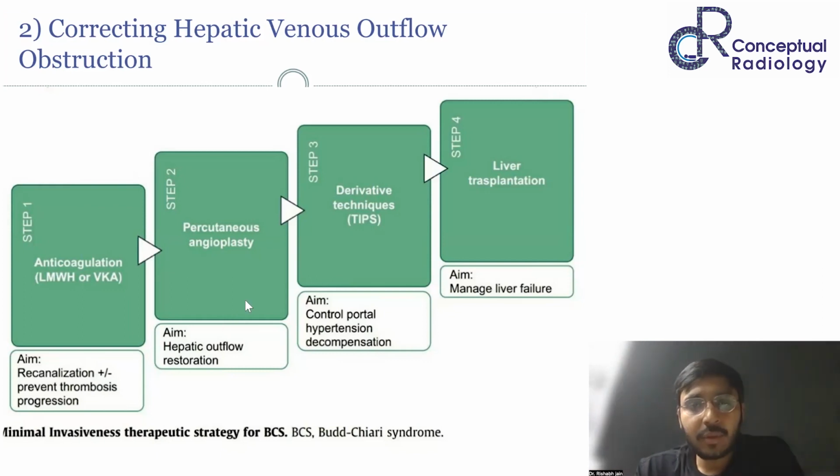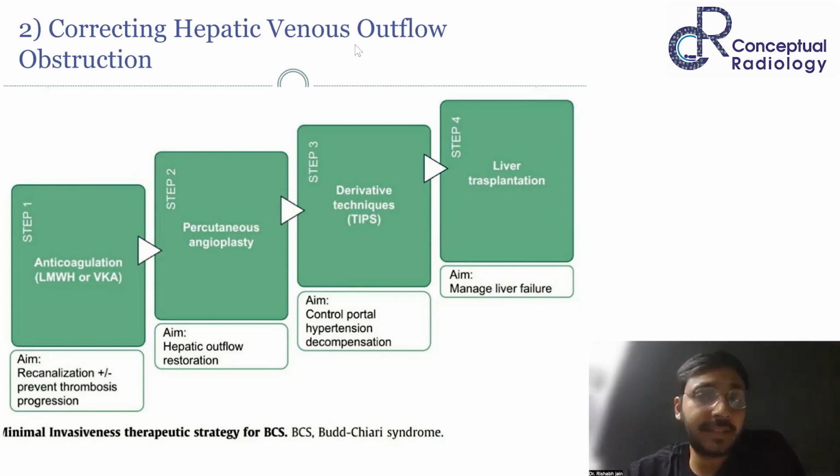Now, third aim is to control portal hypertension decompensation, and for that a TIPS is required. And step 4, if patient is in fulminant hepatic failure, then the only option left with us is to do a liver transplant. So even HVOTO cases, hepatic venous outflow tract obstruction cases, can undergo fulminant hepatic failure if there is acute thrombosis of all the three hepatic veins, as well as thrombosis of the portal vein.